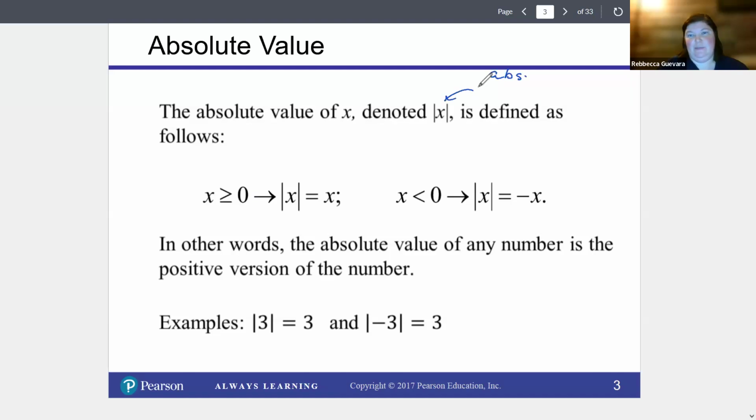Write that there. It's called an absolute value bar. I believe I had mentioned that earlier when I was talking about groupings. How it is defined is that if x is positive, and we plug it in here, then we put it in the absolute value bars, and it's going to stay positive.